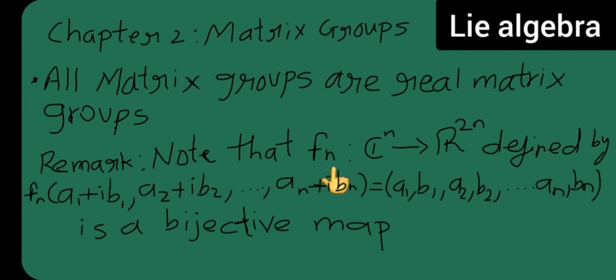Note that Fn of Cn tending to R2n, this is my complex and this is my real. Now this function is defined by Fn of A1 plus iB1, comma, A2 plus iB2, comma, up to An plus iBn, is equal to A1, B1, A2, B2, up to An, Bn, okay, is a bijective map.